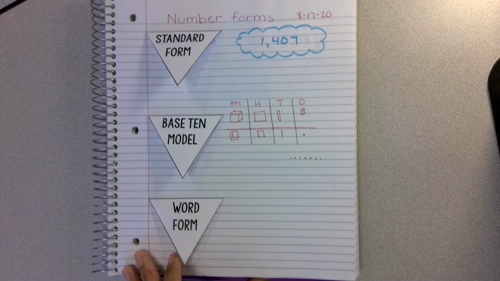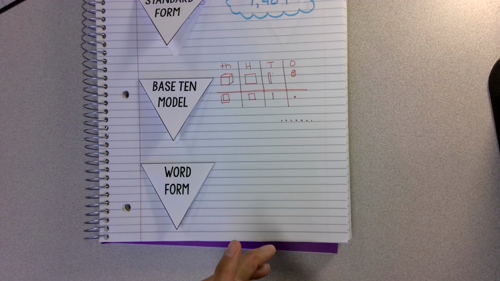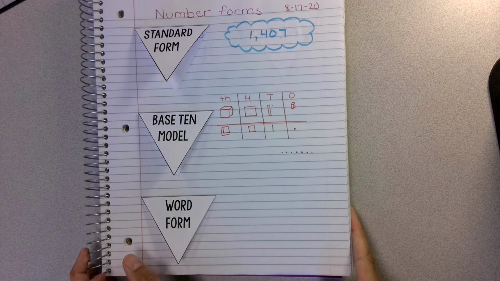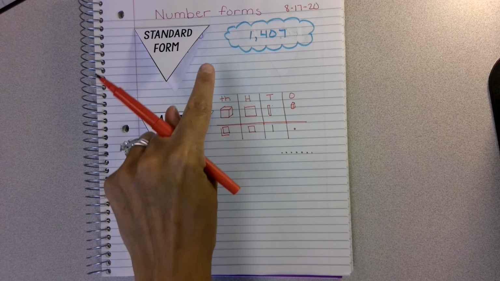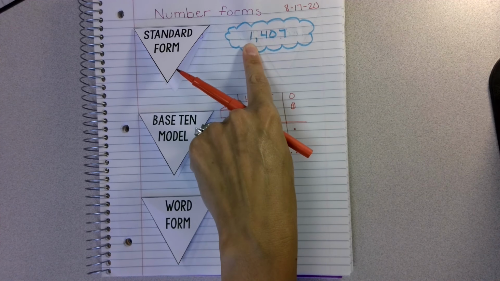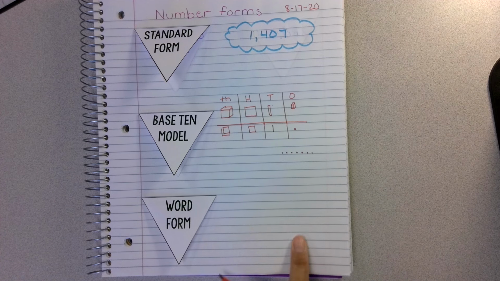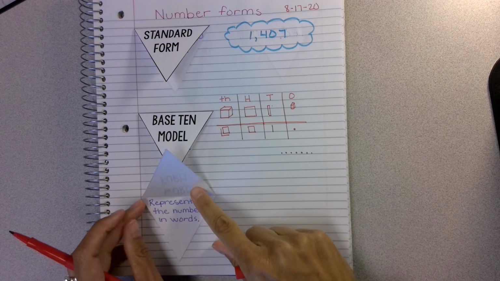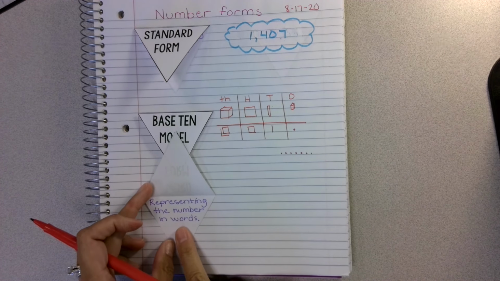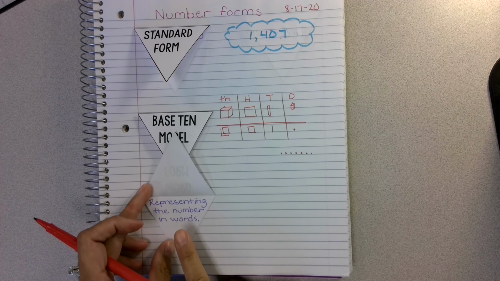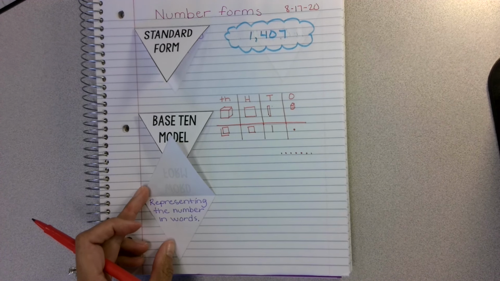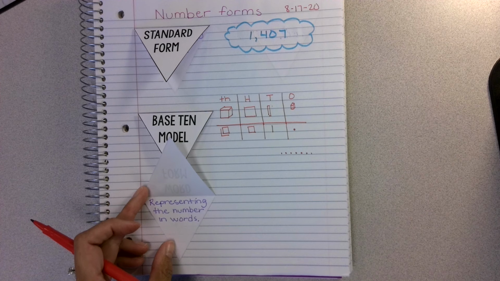All right, the next one, you have word form. Word form is easy. Sometimes you overthink it. I want you to say this number out loud, and what you say out loud is what you're going to write here for word form. Because word form is representing the number in words. So you can go ahead and write that in that triangle. Representing the number in words.